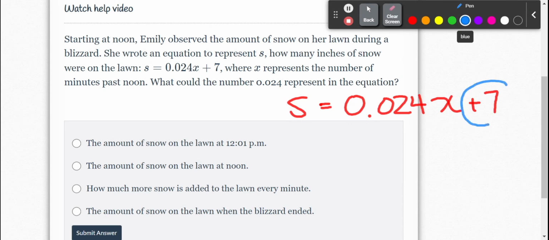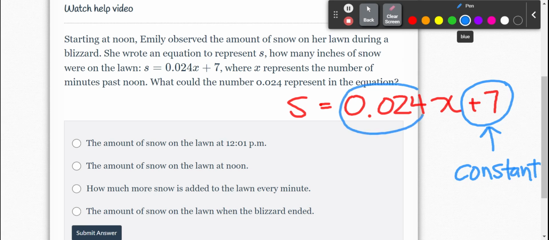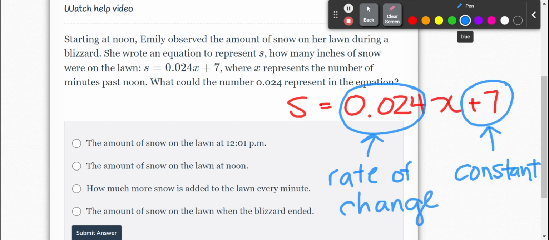So hopefully you remember from yesterday, the number without the variable is the constant. So that's our starting fixed point. And then the number in front of the x is the rate of change. Okay, so now remember, we're talking about the amount of snow that's accumulating on someone's lawn. Okay, so x represents the number of minutes past noon. What could 0.024 represent? So we want to focus on this 0.024.